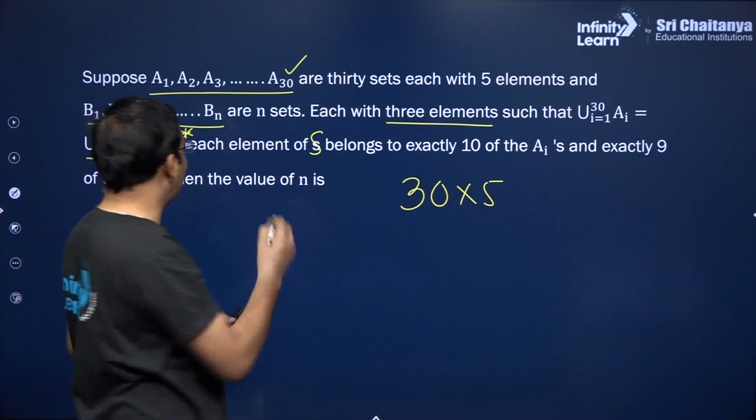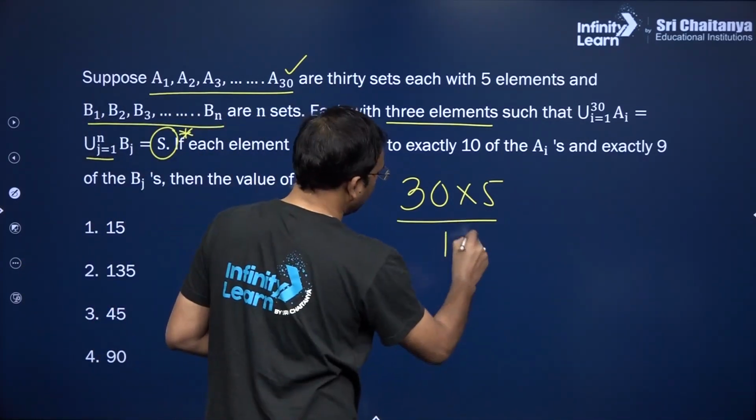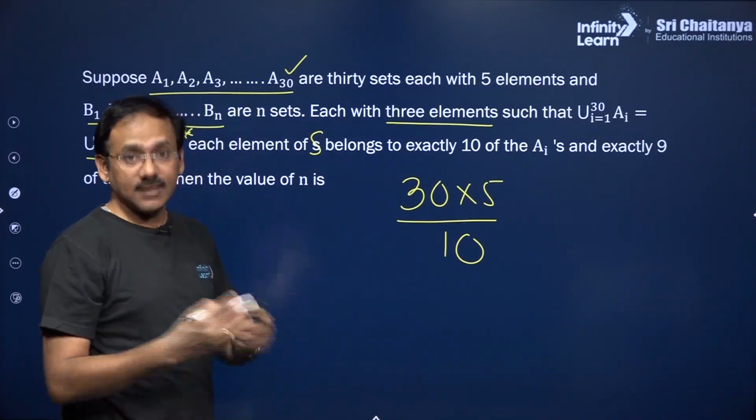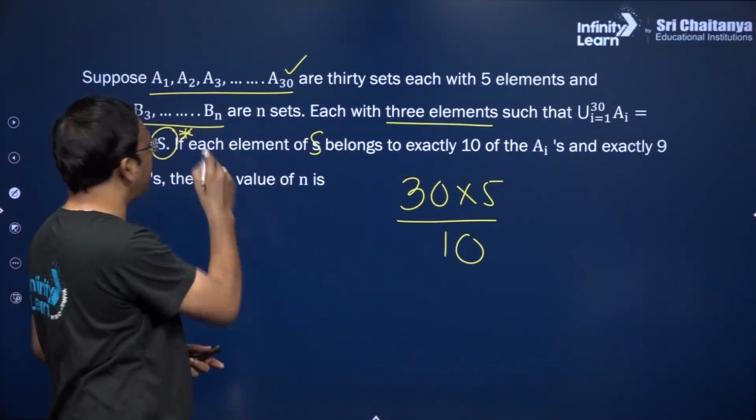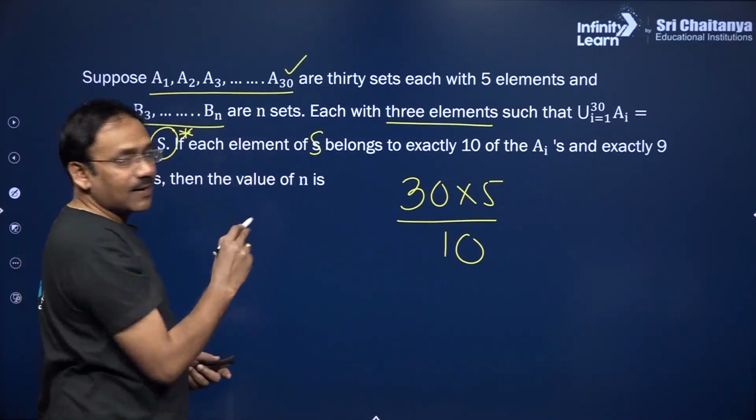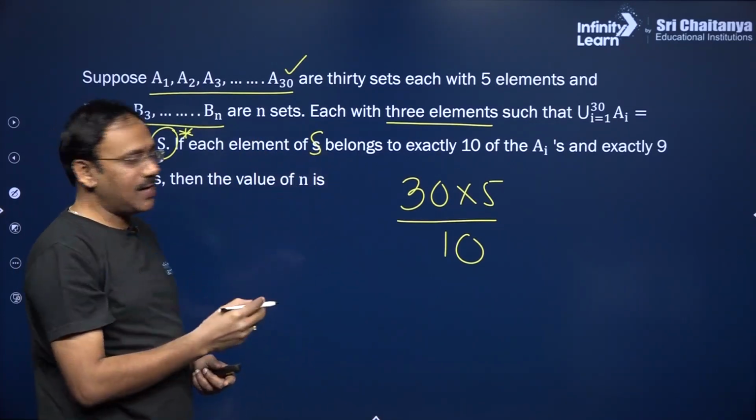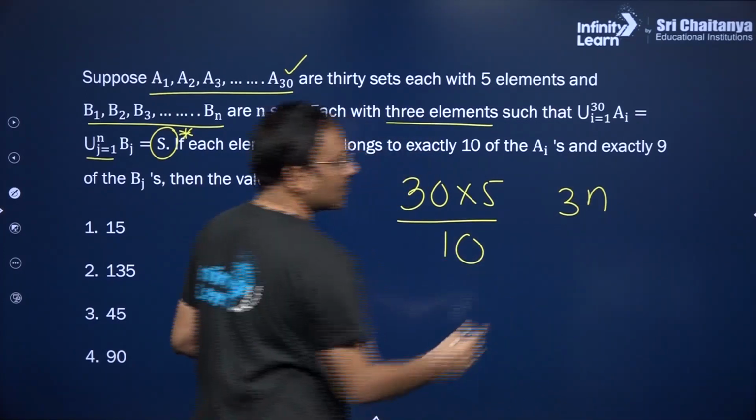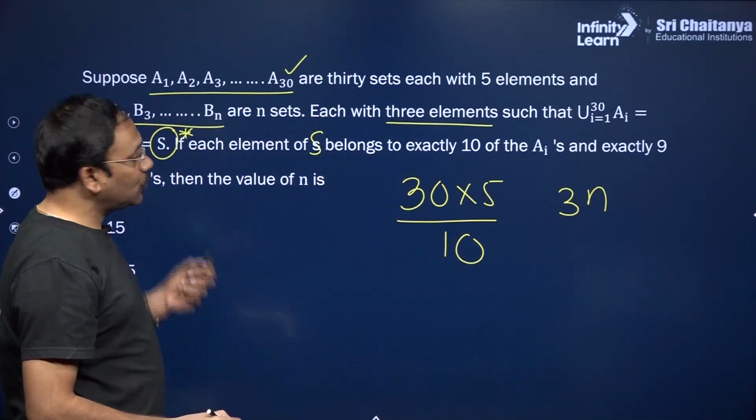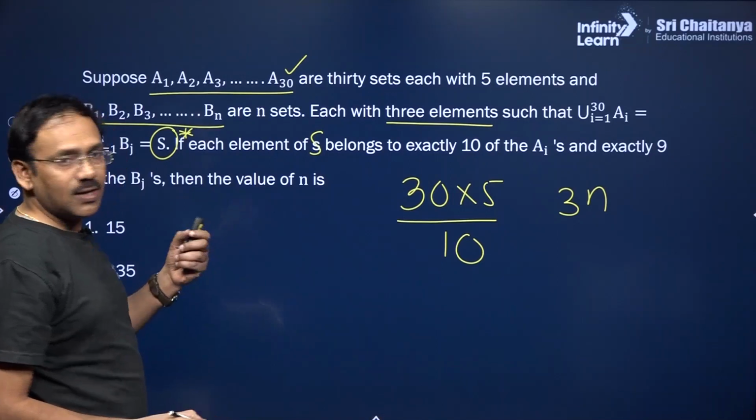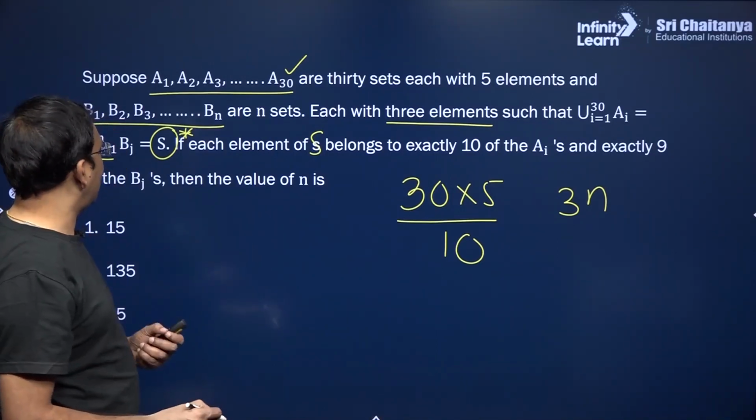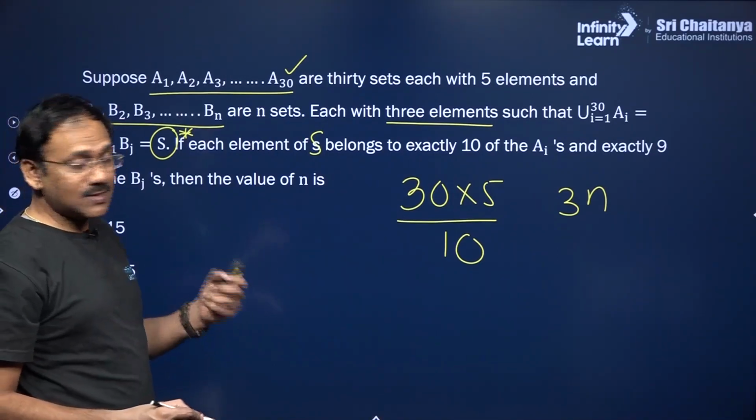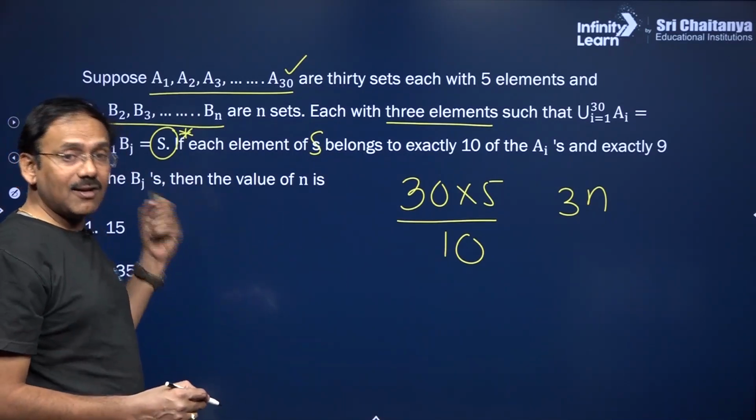So the total number of distinct elements of S is going to be this. In the same way, there are n sets, each set having 3 elements, so we can say 3n elements are there in total. Now the union of all these is going to be S, and each element of S is there in exactly 9 of the Bj's.